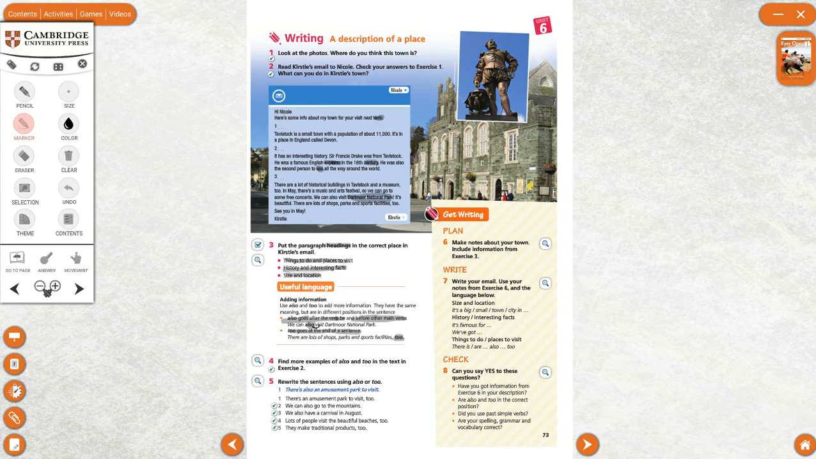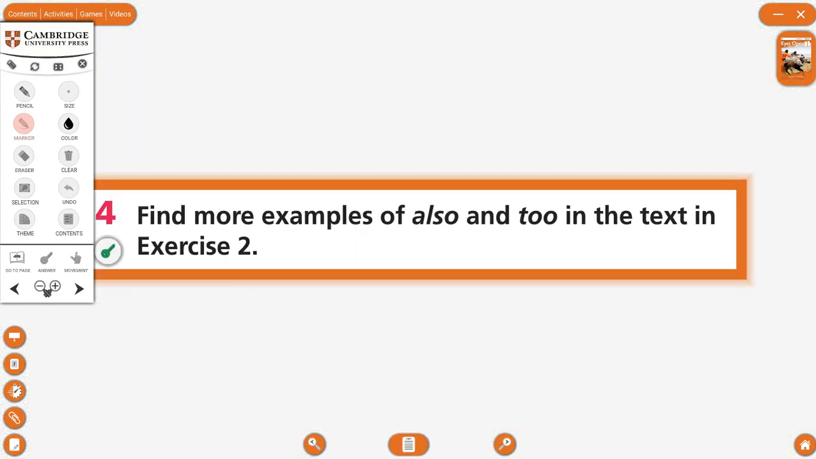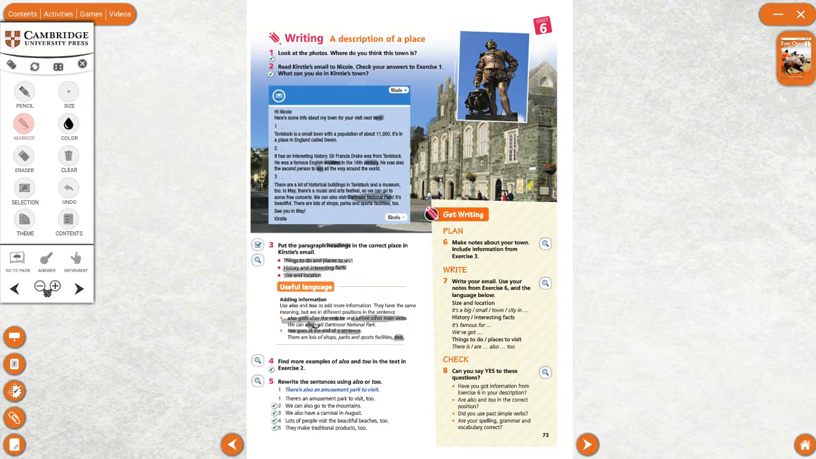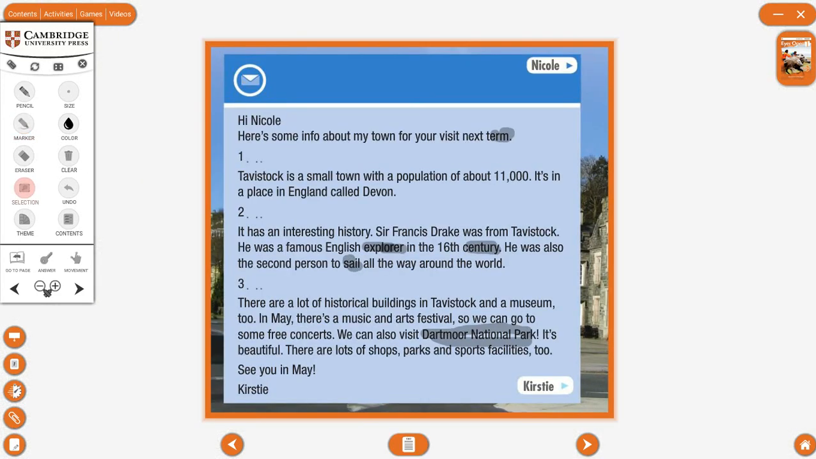Okay, look at exercise 4, please. Find more examples of also and too in the text in exercise 2. We will find the examples of also and too in the text. Now I'll open the text.